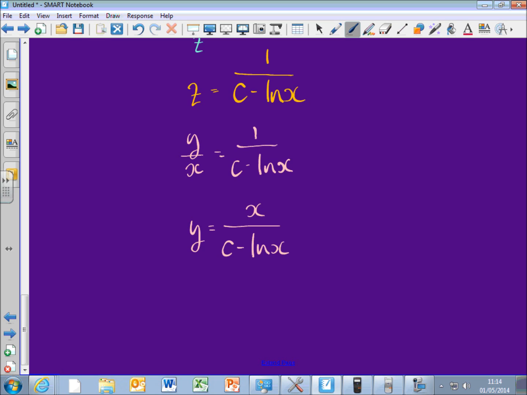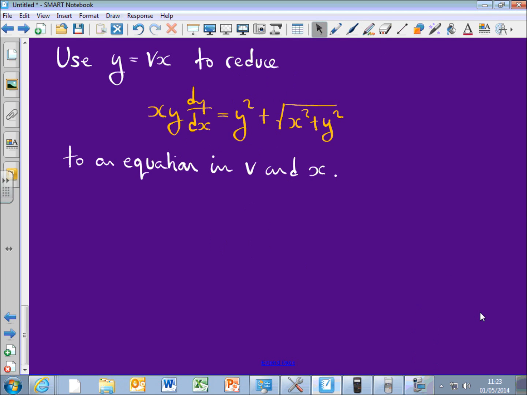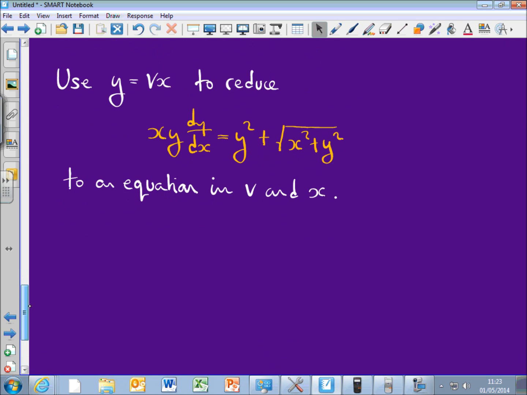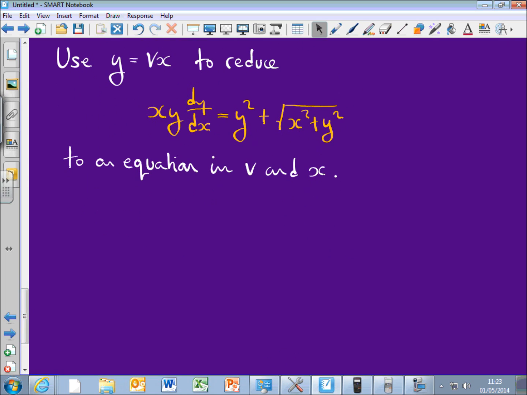Okay. So I'll give you a chance to do another one. What we're going to do, we've got y equals vx. Again, v is a function of x. What's the first thing we're going to do? Someone tell me. Anybody? There's a dy/dx here, so it'd be good if we could find out what that was. So dy/dx, what does it equal then, Vlad? You did it last time.